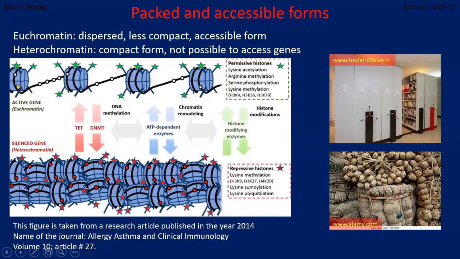You can see these histones, and in between the histones there is a gap. So you have some interaction with the gene, and with that you are able to get the proper locations. Once you get access to the gene, the particular protein can be expressed. The other form is heterochromatin, which is a very compact form, and in that compact form you cannot have access to the gene.